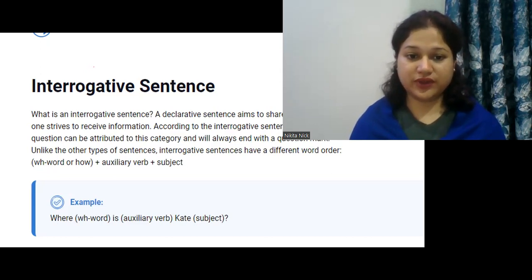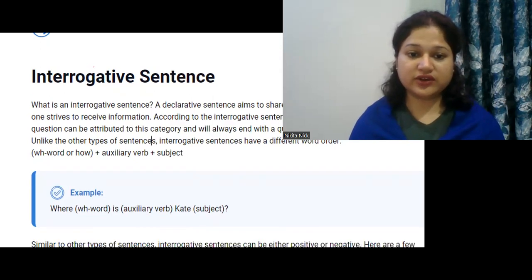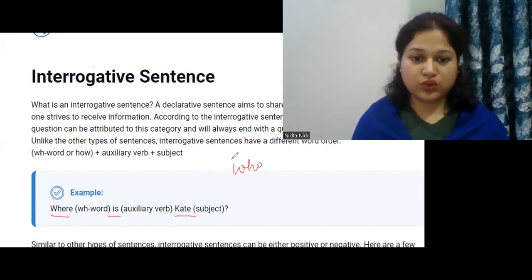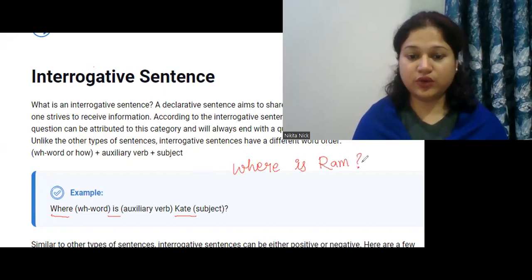According to interrogative sentence definition, any sentence that asks a question, as we have already discussed about it, can be attributed to this category and will always end with a question mark. Unlike other types of sentence, interrogative sentences have a different word order. So what is that word order for interrogative sentence? Where is Kate? Or you could say that, where is Ram? And you're using question mark.